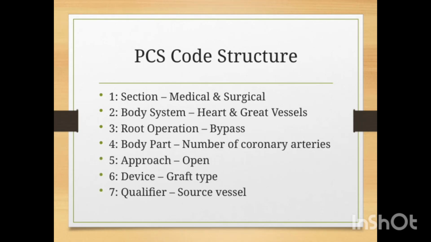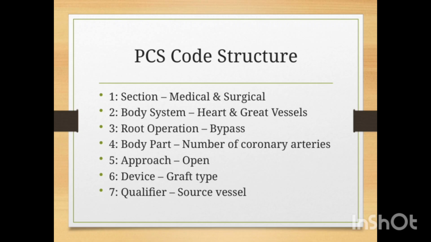Now, let's take a closer look at how this code is structured. We start with a section, which in this case is medical and surgical, indicating the broader category of the procedure. Moving on, the body system involved is the heart and great vessels, which tells us we're focusing on cardiac structures. The route operation here is bypass, meaning we're performing a bypass procedure to reroute blood flow.